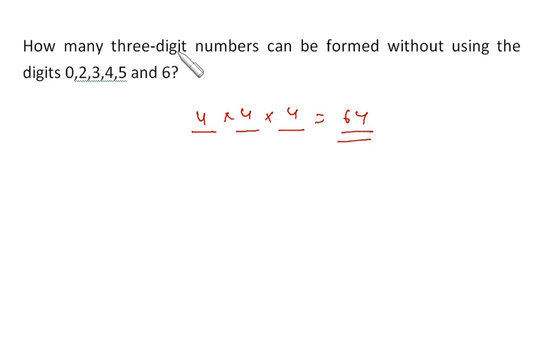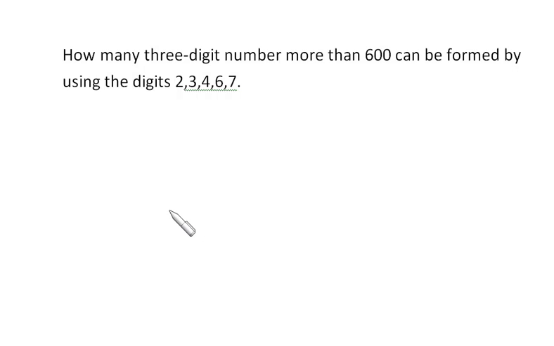Now how many 3-digit numbers are there? You can calculate that quite easily. 9 choices, 10 choices, 10 choices, that is 900. So in all there are 900 3-digit numbers, and in 64 numbers you will not find any of these digits, right? Now let's take this problem. How many 3-digit numbers more than 600 can be formed using the digits 2, 3, 4, 6, 7? Now further we have to make the 3-digit numbers, and the restriction is there that the numbers should be greater than 600, right?